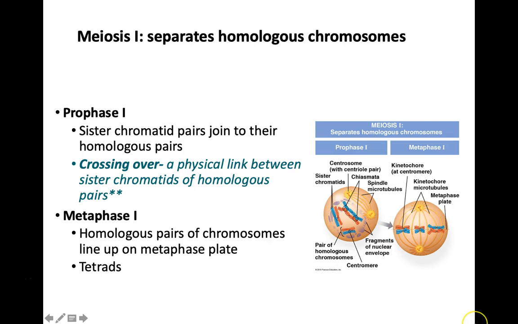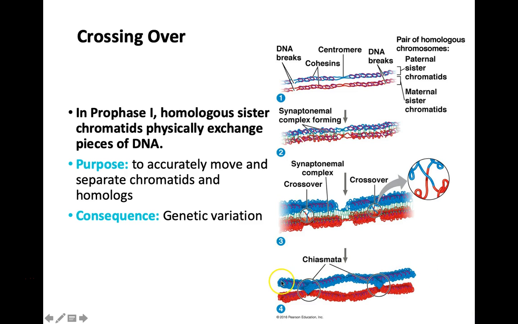So what's happening here is that chromosome from dad is exchanging information with chromosome from mom. And so you get unique combinations of chromosomes that originally came from 2 different parents. And that's a really important consequence of crossing over. So the purpose is to correctly move and separate chromatids and homologs, but the consequence is genetic variation, and we need genetic variation for evolution.